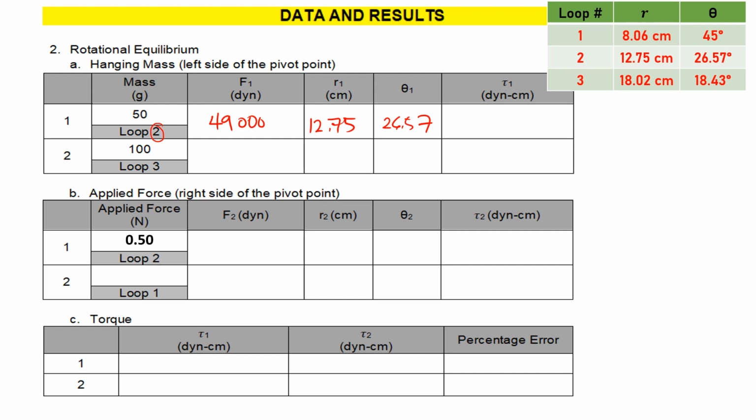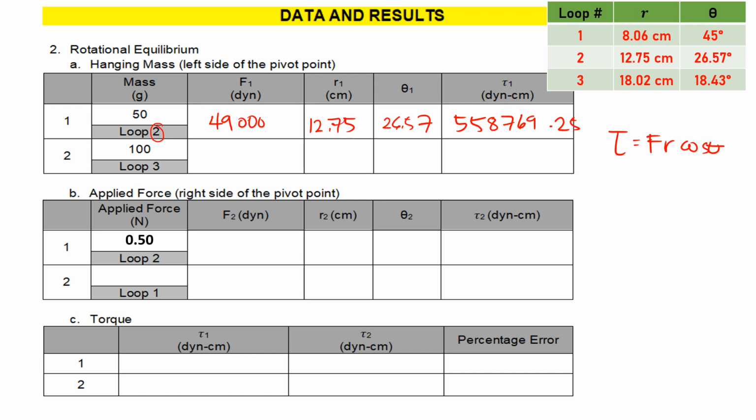Now let us compute for the torque. So the formula is F R multiplied by cosine theta. Again, so let me write here the formula. So this is the formula, F R cosine theta. So F is 49,000 multiplied by 12.75, and then multiplied by cosine 26.57. So the answer here is 558,769.25. So let me round this off into decimal places. Okay, so this is for the first column, or your first table.